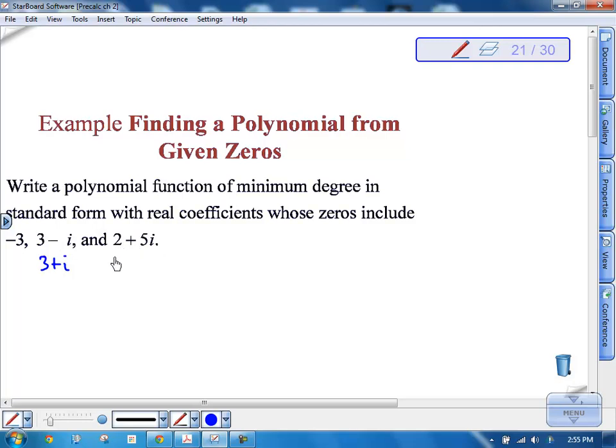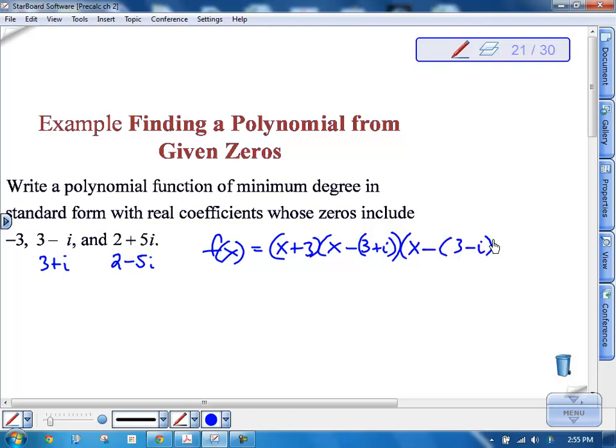And if 2 plus 5i is a zero, then 2 minus 5i is a zero. So this has to be a 1, 2, 3, 4, 5th degree polynomial. And I know it takes a while to multiply this all out, but that's what it's asking us to do. One of the factors is x plus 3. Another factor is x minus 3 plus i, right? Because that's the zero. So I have to put that right there and do x minus to get the factor. And then another one is x minus 3 minus i.